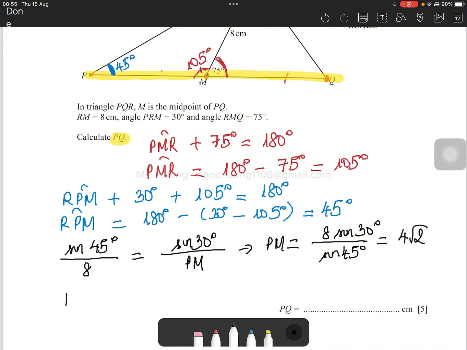Finally, you know that M is the midpoint of PQ. So to find the length of PQ, we double the length of PM, which means 2 times 4 root 2 equals 8 root 2. And this is equal to 11.3 centimeters.